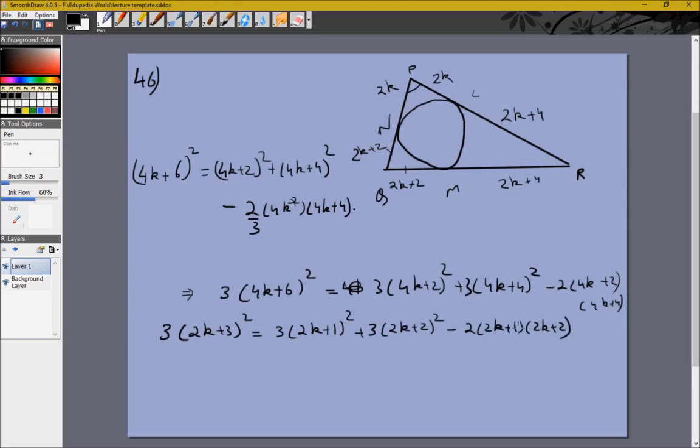Now there's nothing left to do but solve. So this is 4k squared into 3, 12k squared. This is 2 into 2, 4 into 3 is 12 into 3 is 36.